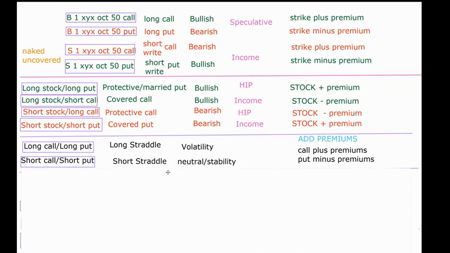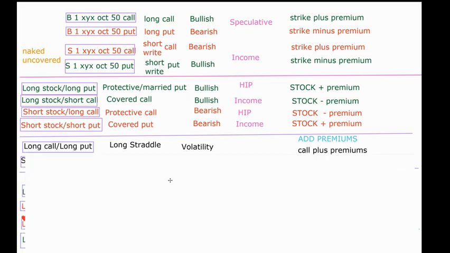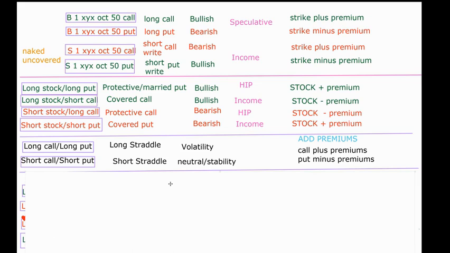I'll do both at the same time. I know, screw it. We'll do both. Okay. Now, long call, long put, that's a long straddle. Because how do you know it's long?